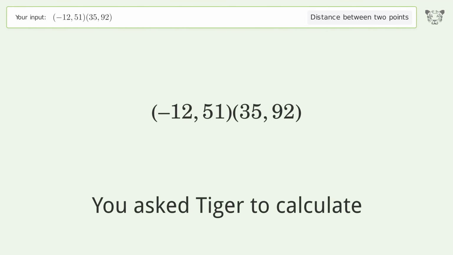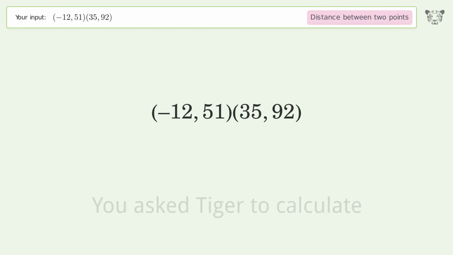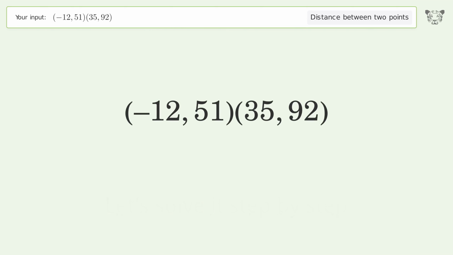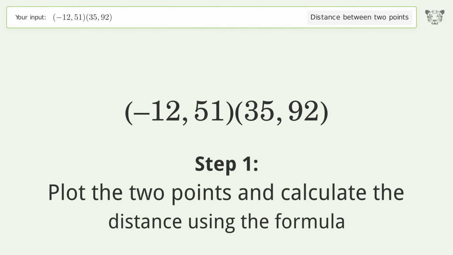You ask Tiger to calculate. This deals with the distance between 2 points. The distance between the 2 points is the square root of 3,890, or 62.37. Let's solve it step by step. Plot the 2 points and calculate the distance using the formula.